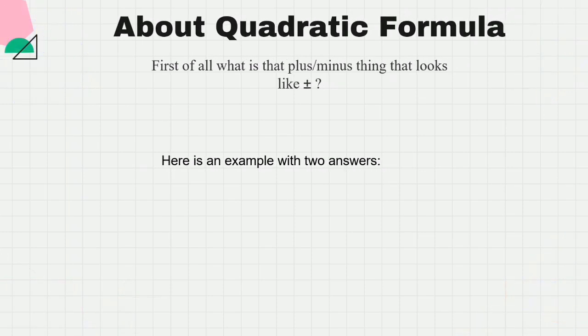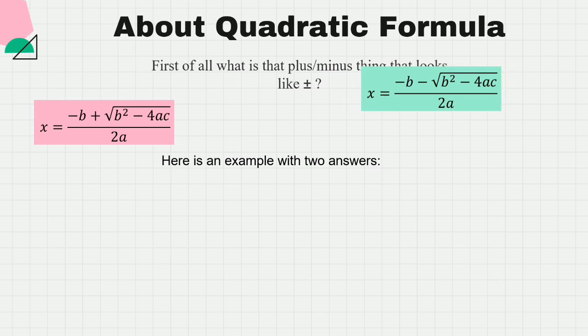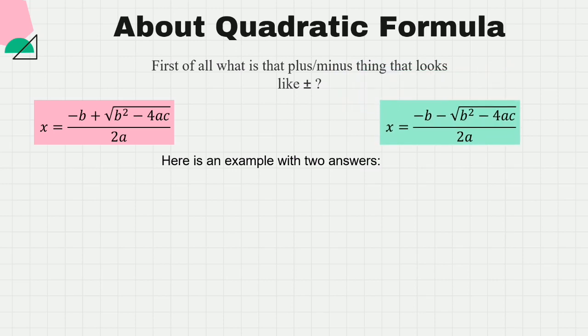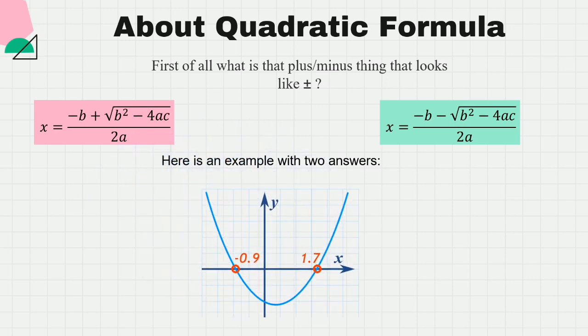Alright, in this slide, we will learn about the quadratic formula. First of all, what is that plus or minus thing? The plus or minus means there are two answers. Answer 1: x is equal to minus b plus the square root of b squared minus 4ac, all over 2a. And second, x is equal to minus b minus the square root of b squared minus 4ac, all over 2a. Here is an example with two answers. You can see the graph of two answers there.